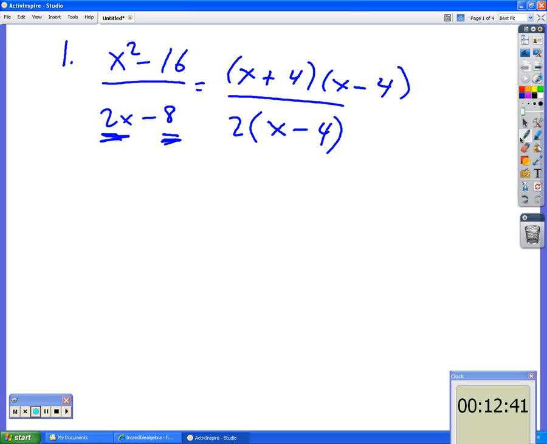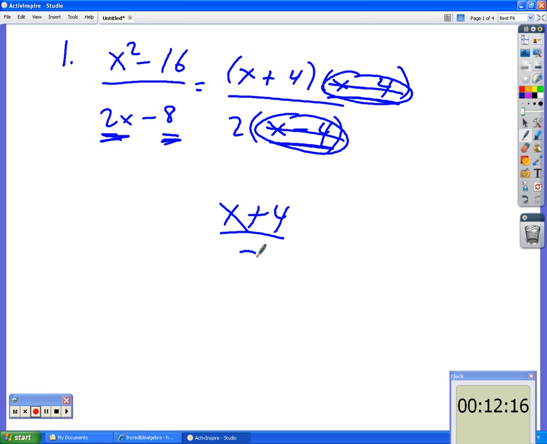Now we've got everything factored, and we look: is there anything in the top that's exactly the same as something in the bottom? Yes. We have an x minus 4, and we have another x minus 4. You cannot cancel part of a binomial, but this is all a binomial. They're exactly the same, so they cancel each other out, and we're left with the answer of x plus 4 over 2 for number 1.